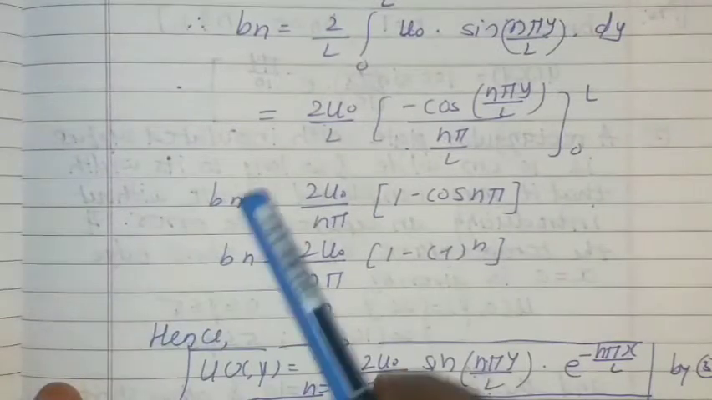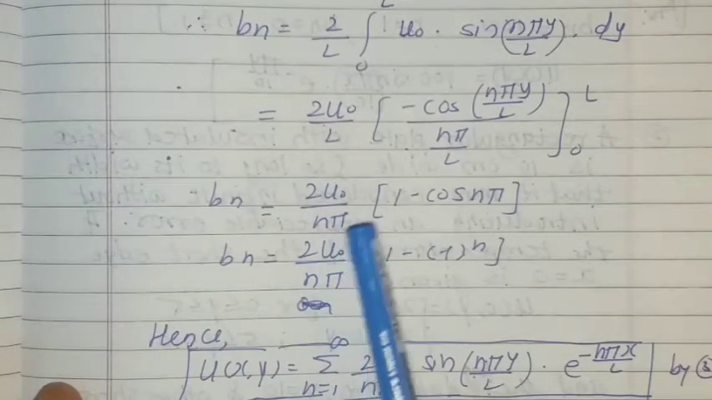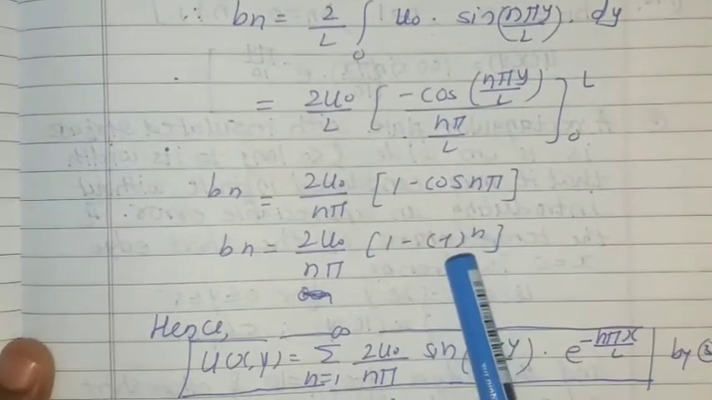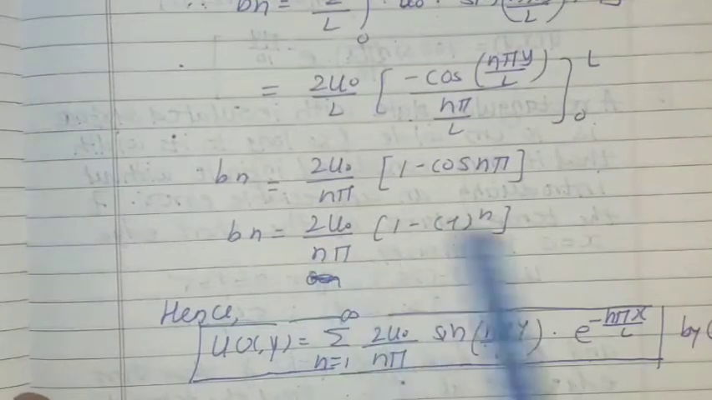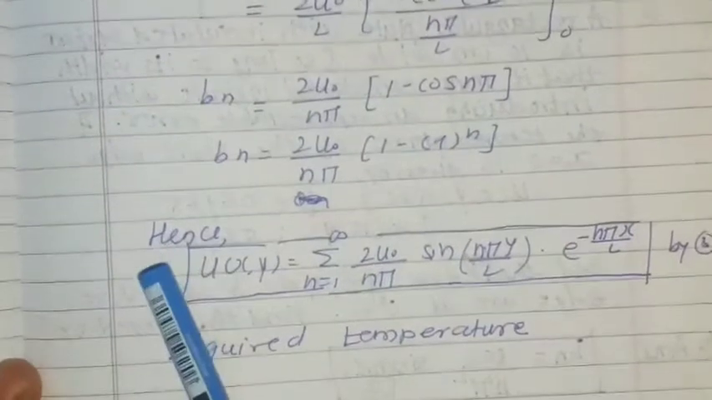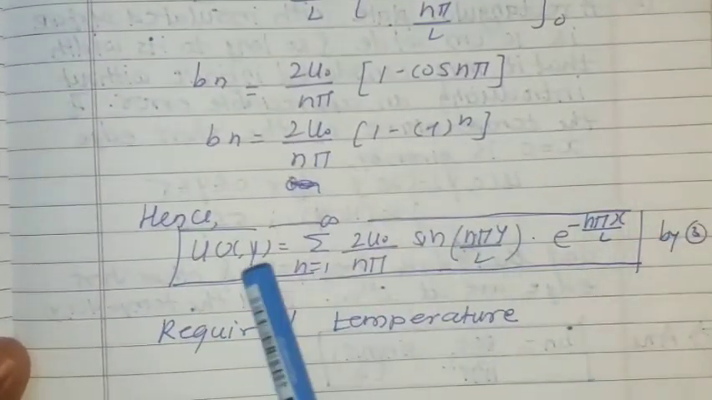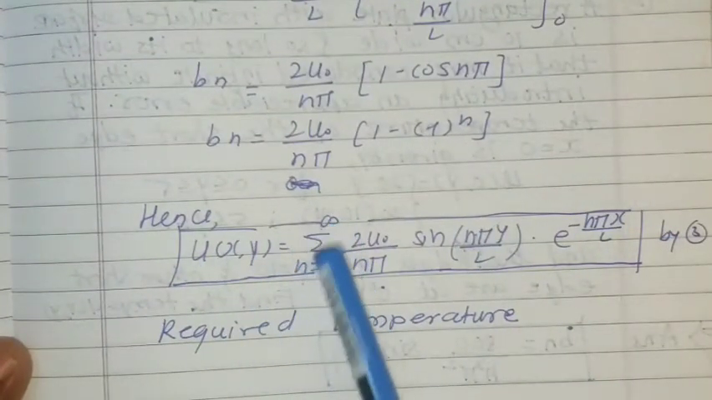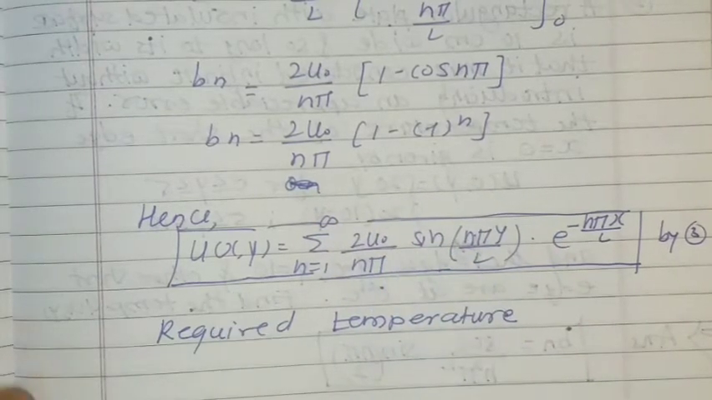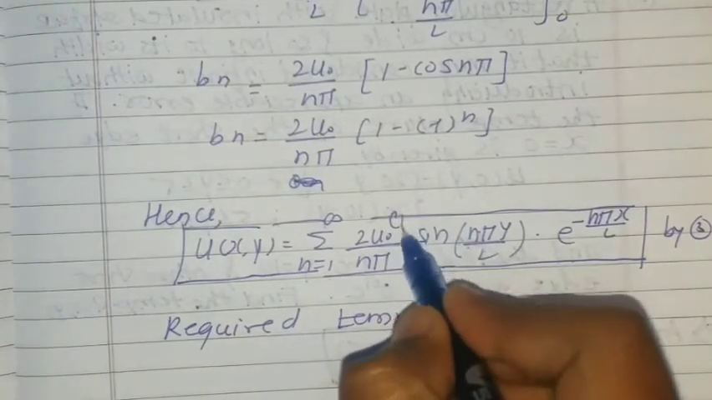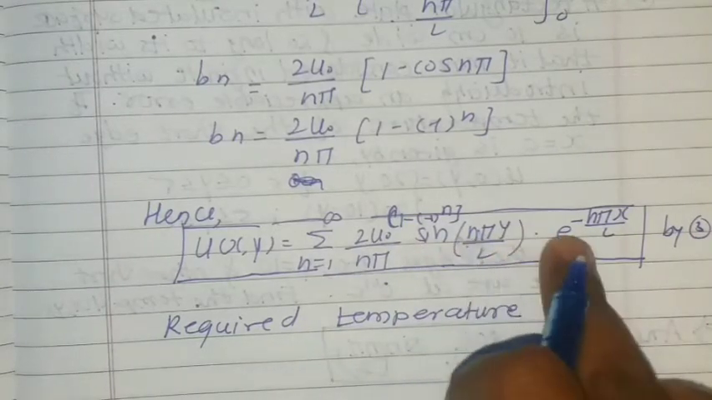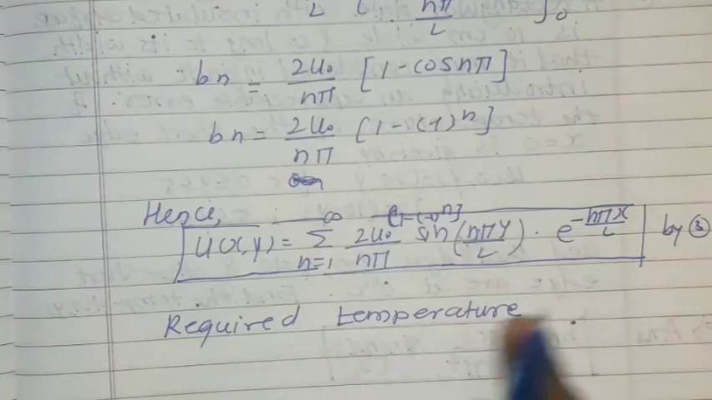After putting the upper and lower limits, you will get the value of Bn as 2 u0 by n pi into 1 minus cos n pi, and cos n pi again has the value minus 1 raised to n. So this will be the final value of Bn. Now our task is to substitute this value in the previously obtained equation number 3. Hence after using it in 3, we get u of x comma y equal to summation n ranges from 1 to infinity of 2 u0 by n pi, wait a minute, here I forgot to write 1 minus 1 raised to n, that you add here, into sin n pi y by l into e raised to minus n pi x by l. This is the required temperature.